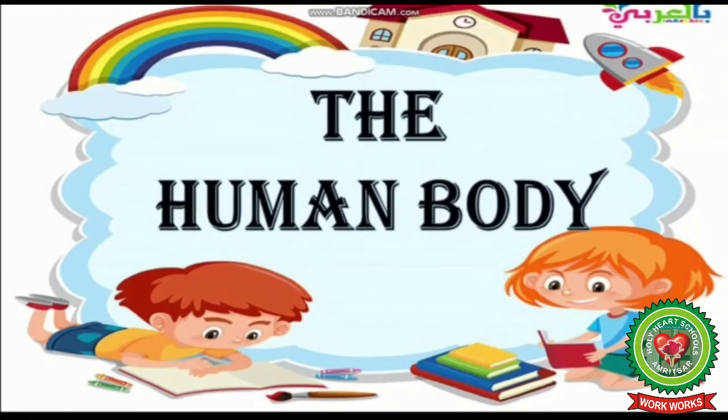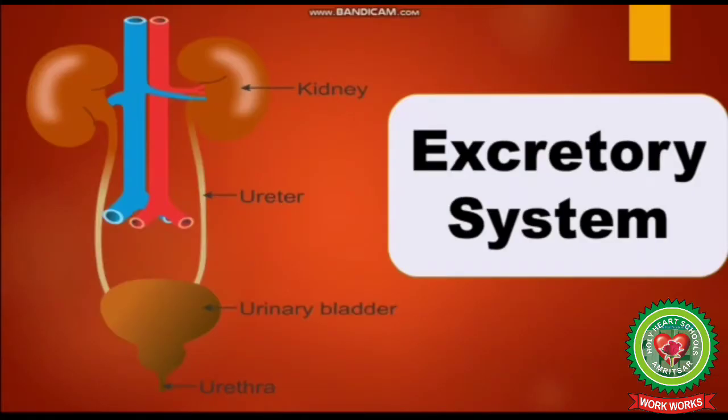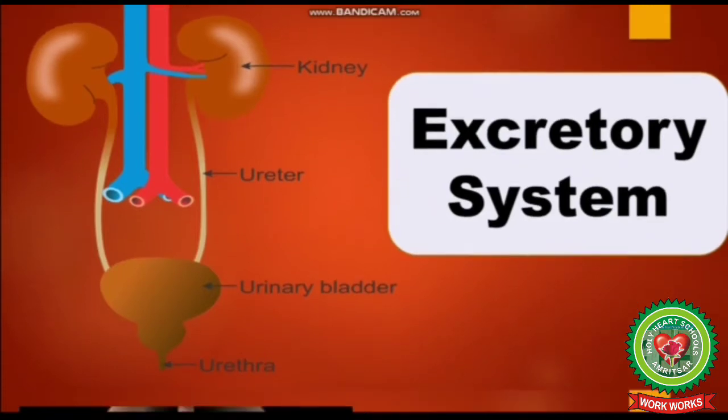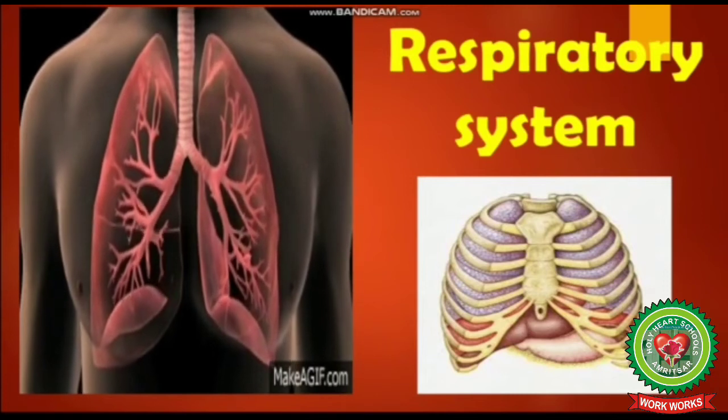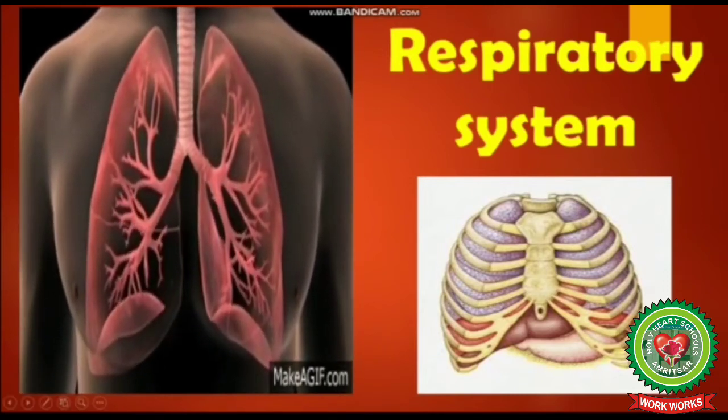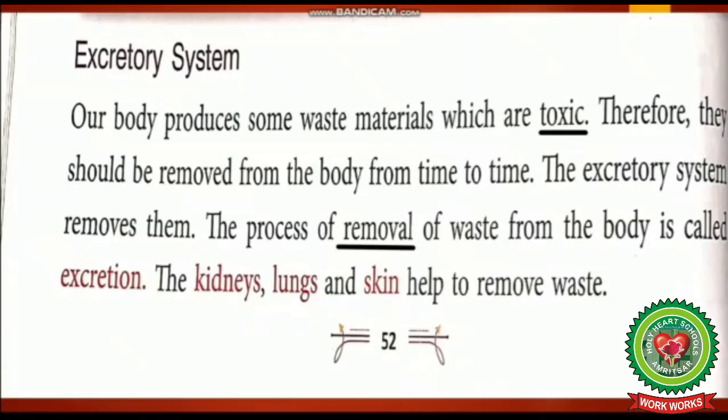I hope you all have revised different functions, organs and disorders of the digestive system. Today I am going to discuss the next two organ systems. These are the excretory system and the respiratory system. Now open your book on page 52 and let's start reading.